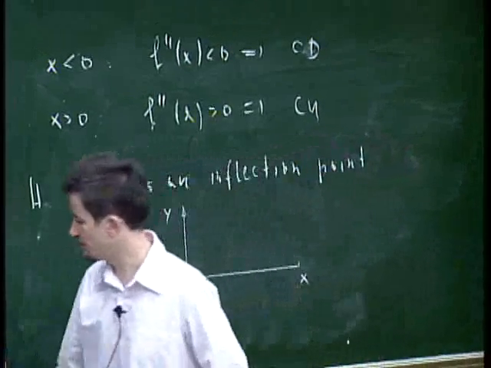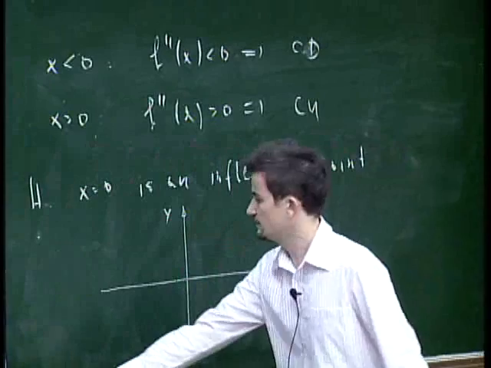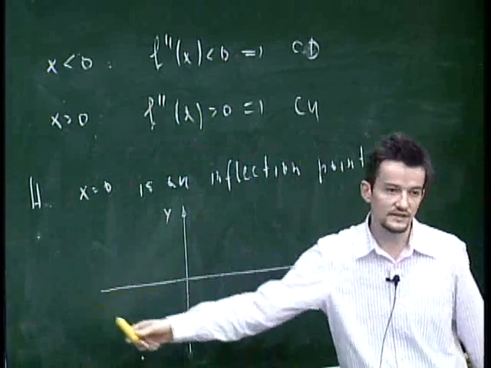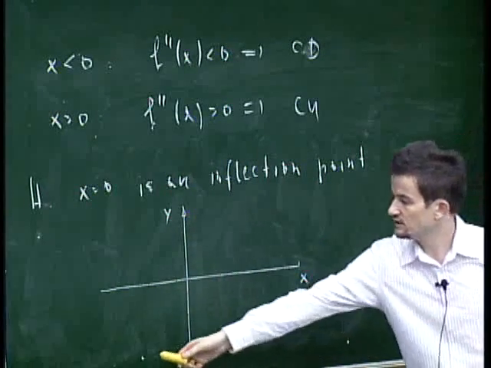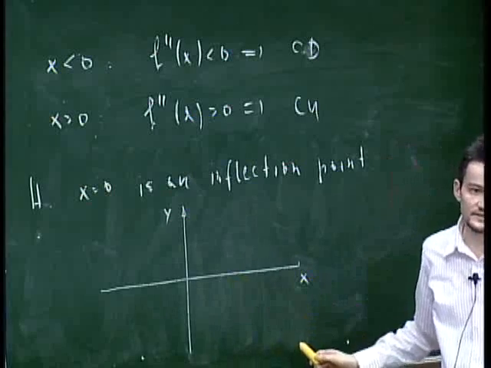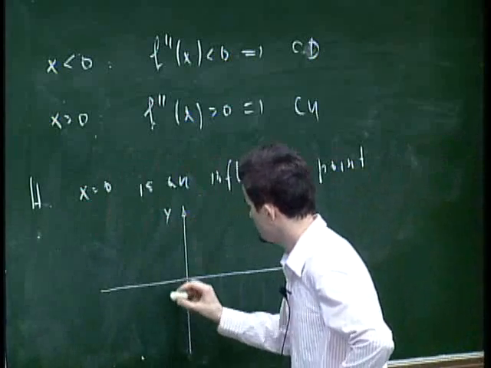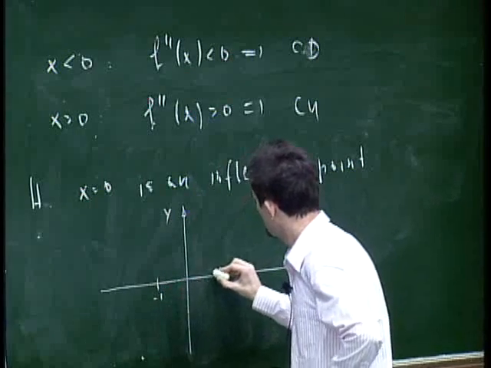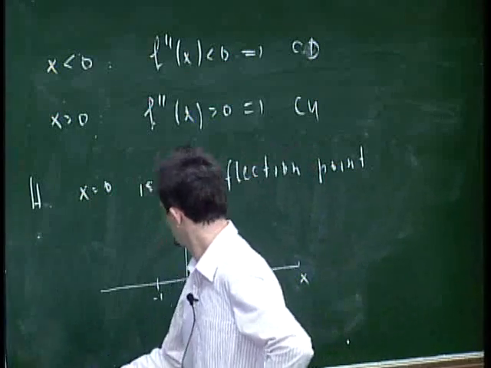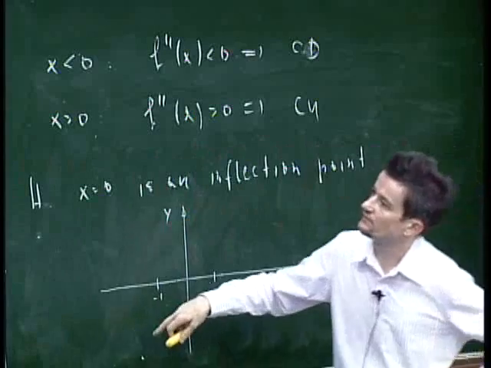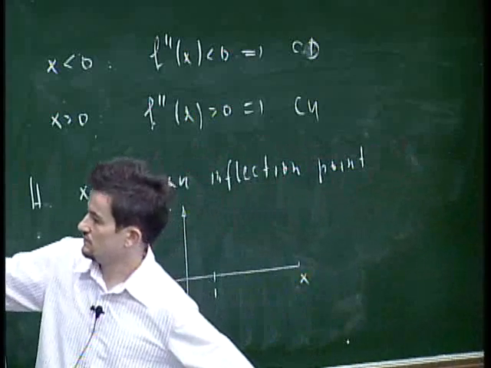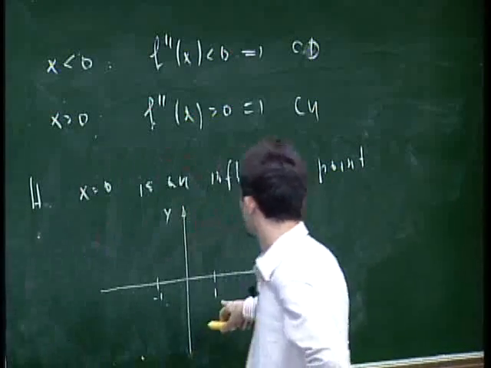Okay, so what do we know? We know that as x tends to minus infinity, the function tends to minus infinity. As x tends to plus infinity, it tends to plus infinity. We know that minus 1 and 1 are two essential points. At minus 1, we have a local maximum. At plus 1, we have a local minimum.